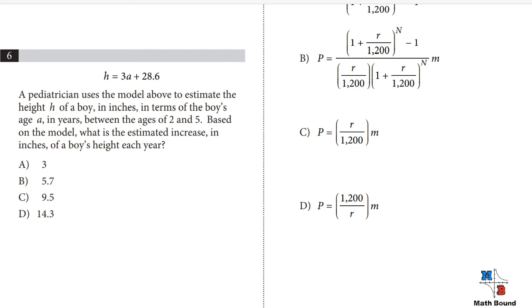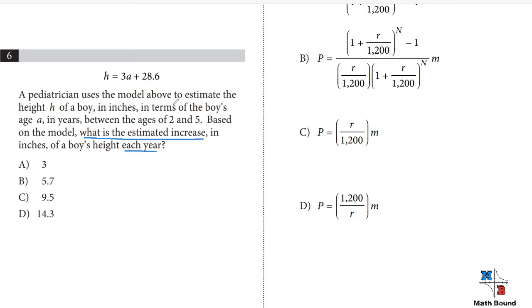Number 6. I do not like word problems, so the first thing I'm going to do is figure out what the task is. Based on the model, what is the estimated increase in inches of a boy's height each year? When I look at this, immediately I'm thinking about slope. Each year something is happening. What's happening? Well, the boy's height is changing. But what's that increase? What is that change? Well, let's take a look at what the problem actually says.